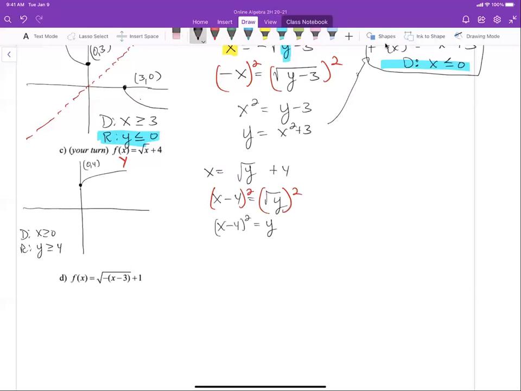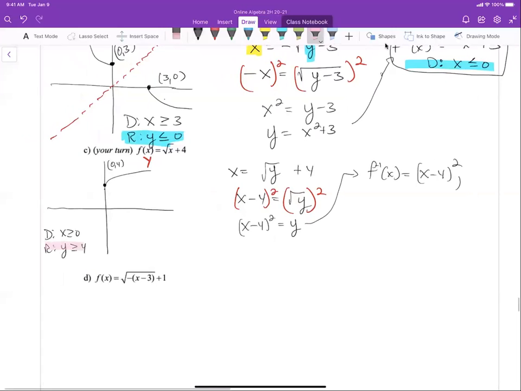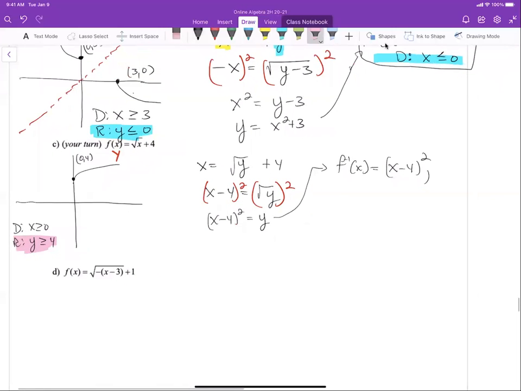I want to put it in correct format. What did I just find? I just found the inverse function of x, which is equal to x minus 4 squared. Okay, they asked to provide the domain constraints. So what are the constraints on the original range? Well, y had to be greater than or equal to 4. So therefore, x has to be greater than or equal to 4.